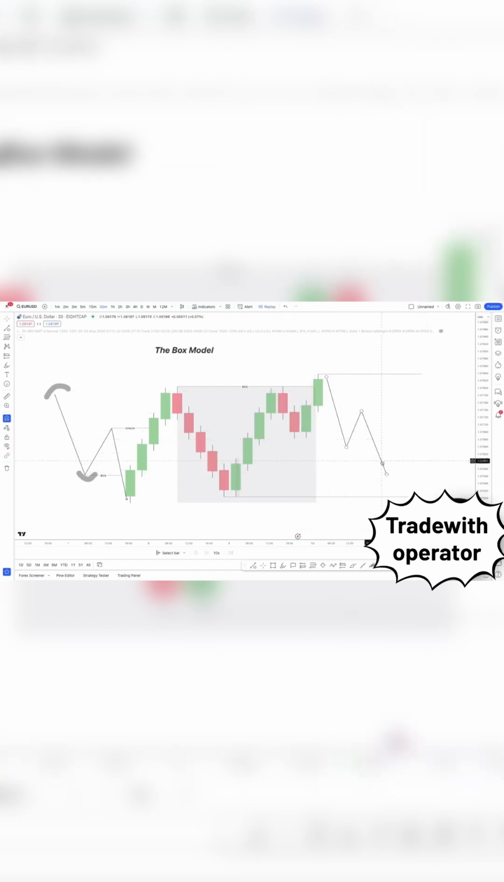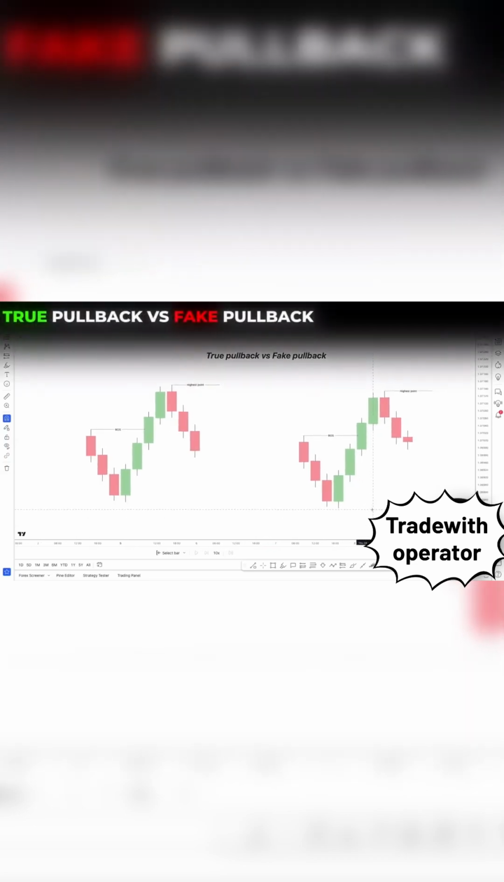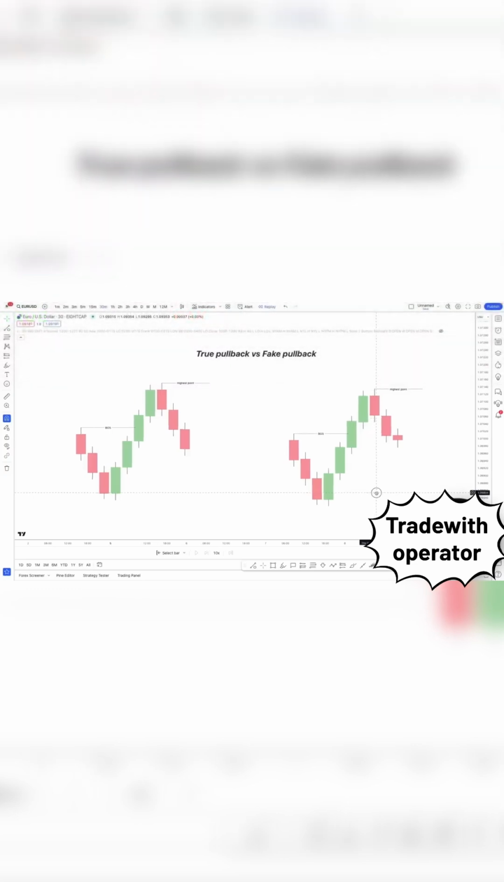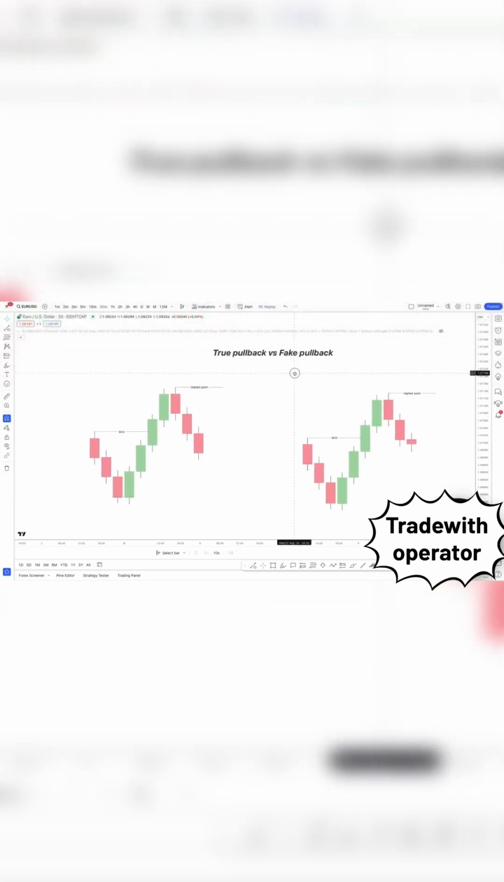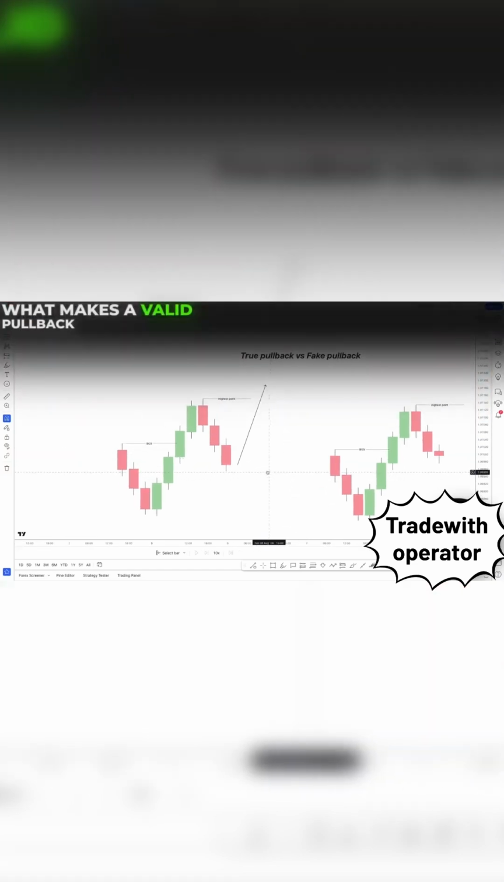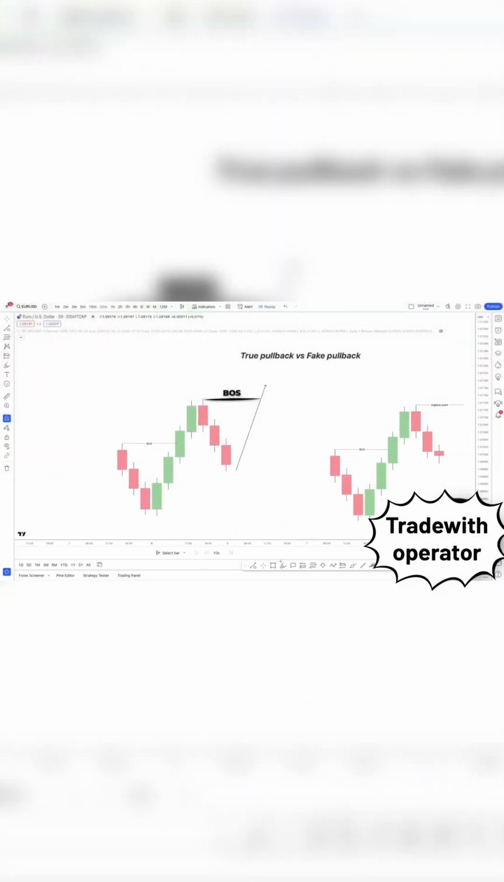That is because this was not a valid pullback. And with this rule, you would find that this is still the low to the high. And so actually everything played along perfectly. Very similar to the box model, but at the same time also very different. So if we look at this, what makes a valid pullback? If price trades higher now and we have a break of structure, what is it that makes this the low and not this the low?